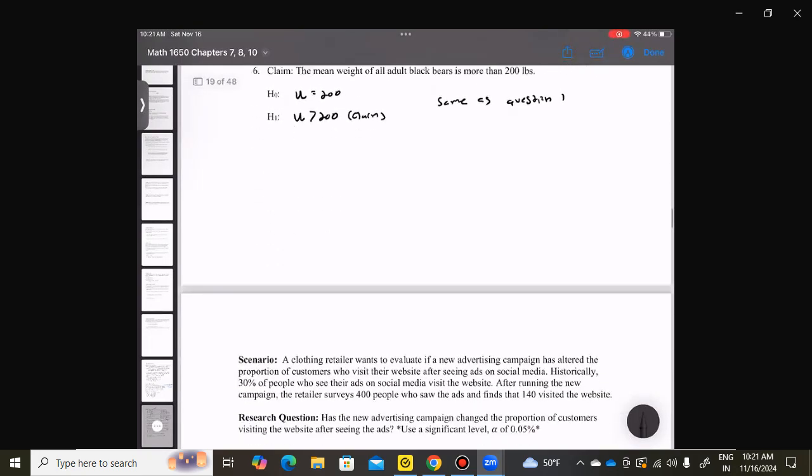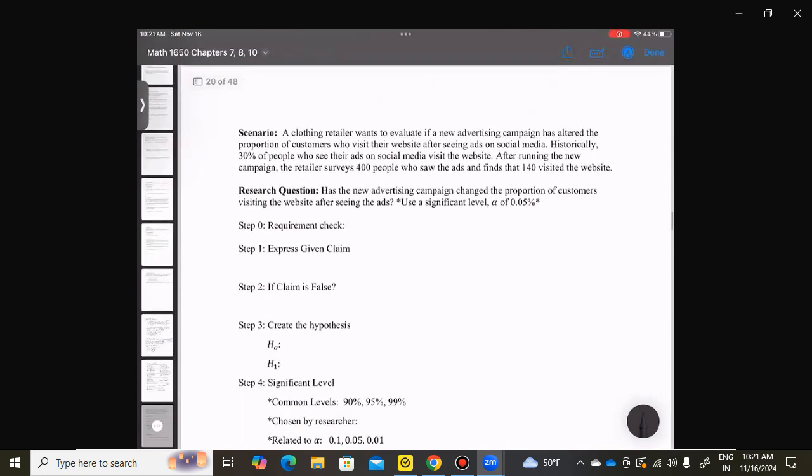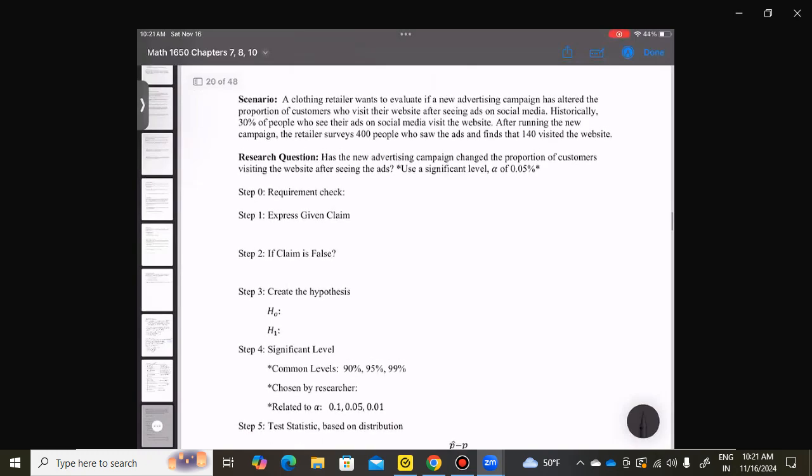Okay, so we're going to now start an example here. And what we're going to do is go through an 8-step process, not just in figuring out the hypothesis, but in evaluating the hypothesis. And some of these steps are going to be very straightforward, others are going to have a lot of detail to them. Okay.